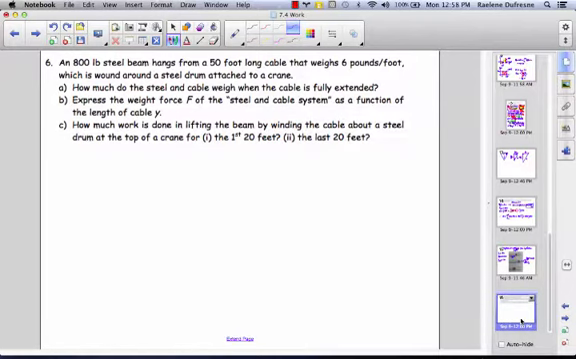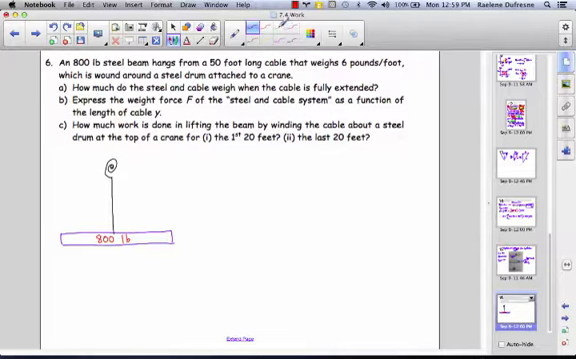In the last example, we have an 800-pound steel beam hanging from a 50-foot-long cable that weighs 6 pounds per foot. And the cable is wound around a steel drum attached to a crane. So we have a steel beam, which has a weight, which is already a force, of 800 pounds. And it's attached to a cable which fully extended is 50 feet long. And the cable is going to be wound at the top by a steel drum that's attached to a crane. I'm not going to bother drawing that. I don't know how to draw a crane.